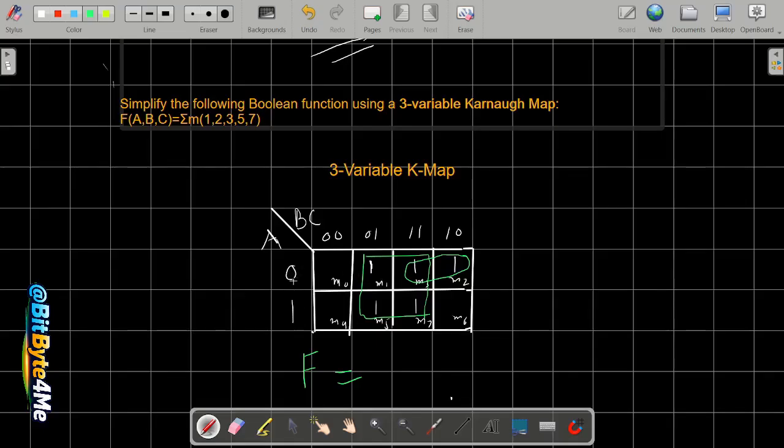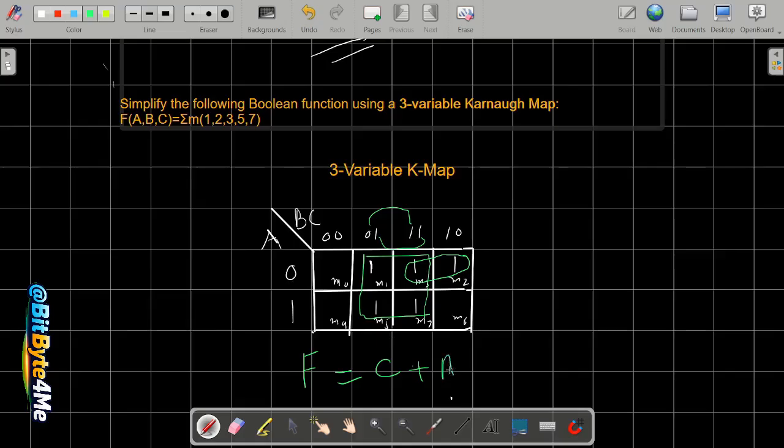Here it is 0, here it is 1, so we want to take A. For BC, the value of B is 0 here and 1 here, so it is changing. We want to take B, and the value of C is constant, 1 here and 1. We will take C, and for these two the value of A is 0.